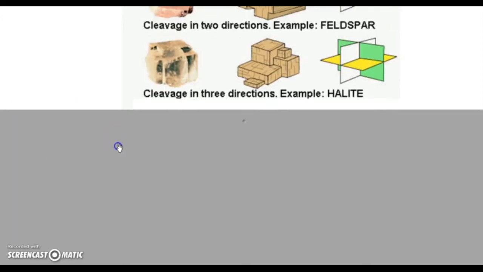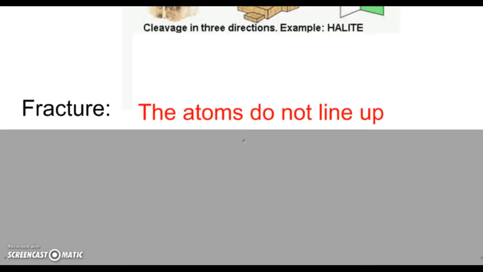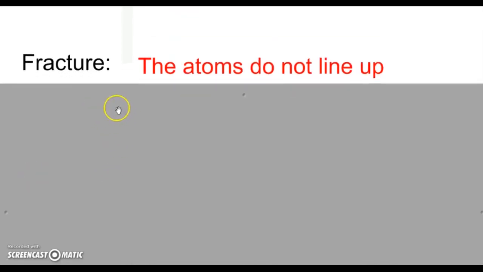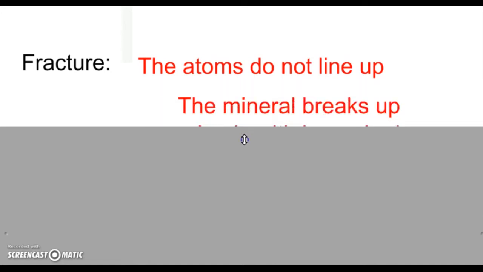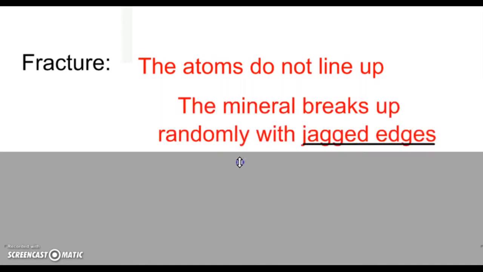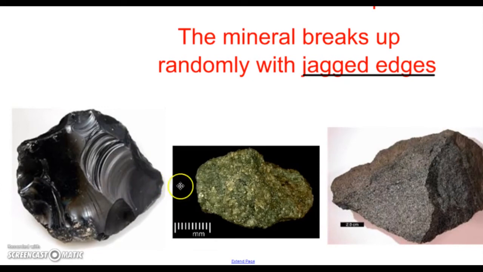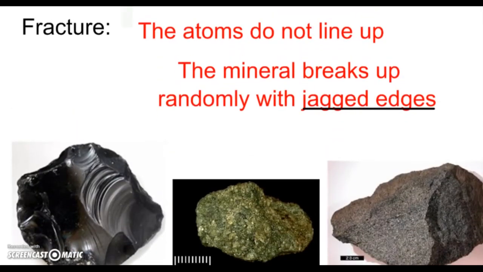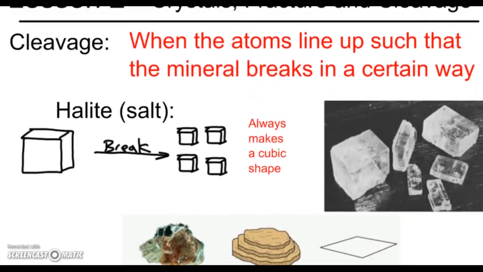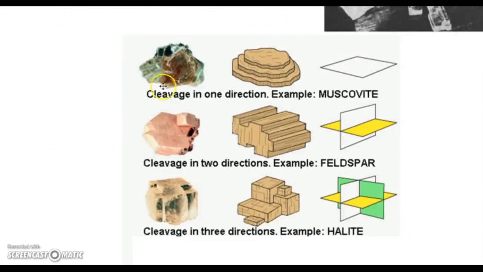Okay, but if something doesn't have cleavage, it fractures. It does not have cleavage, so it fractures. The atoms do not line up. The mineral breaks up randomly with jagged edges. This is what you're familiar with. Okay? This just looks like regular old rocks and stuff like that. There's no straight edge to be found anywhere on these. So these are examples of fracture, but anything that has these nice flat edges, like this, or any of these, those have cleavage, and we'll need to use that to help identify them later on.